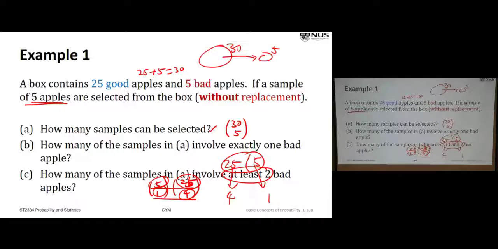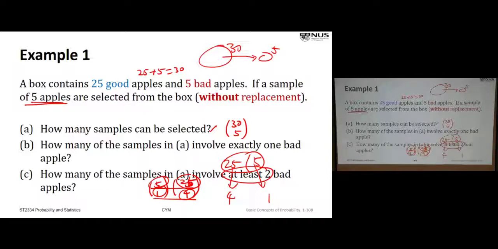At least 2 what? Bad apples. How many bad apples do we have? 5. How can you have 6 bad apples out of 5 bad apples? All right? Yeah. So it is 2, 3, 4, and 5. So in other words, you have to look at how many samples of size 5 with 2 bad apples.